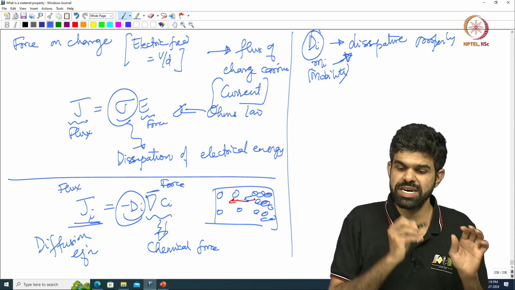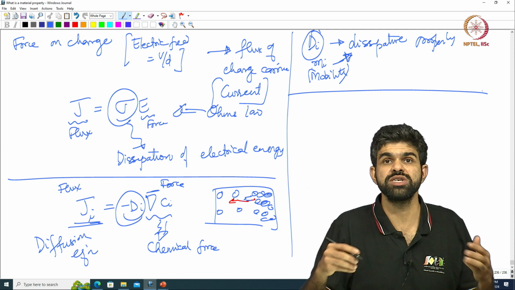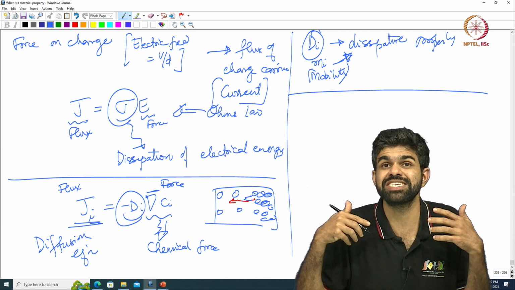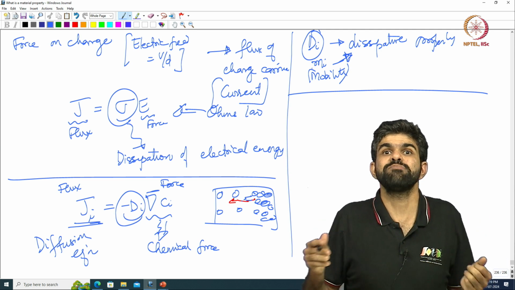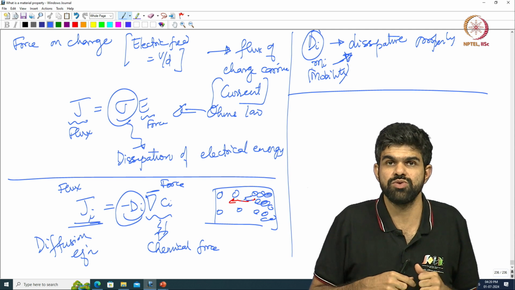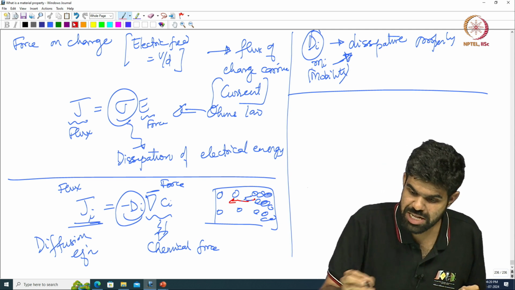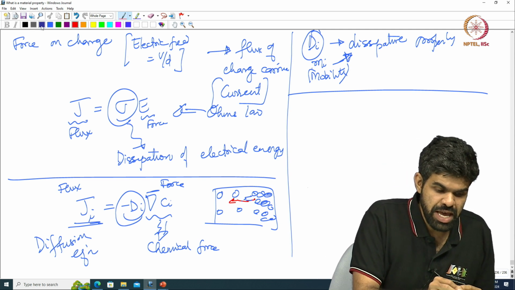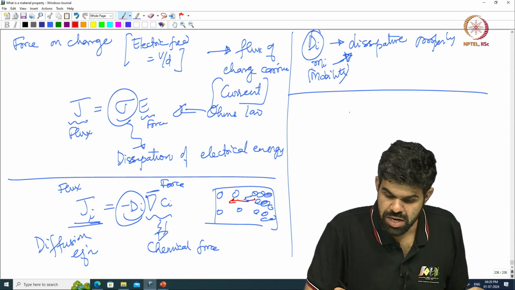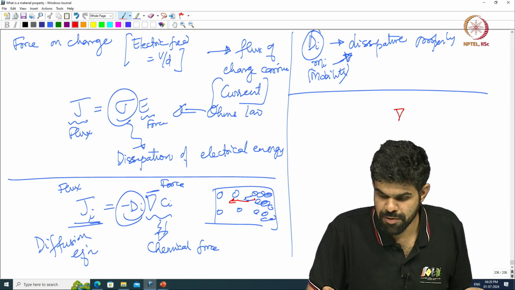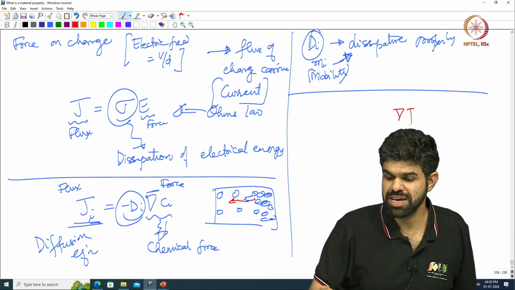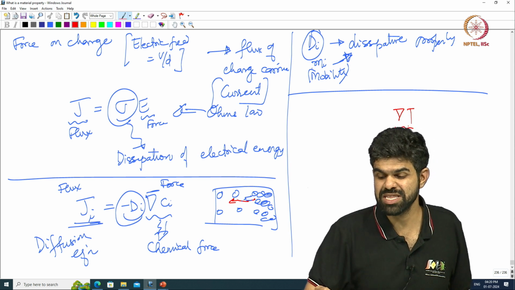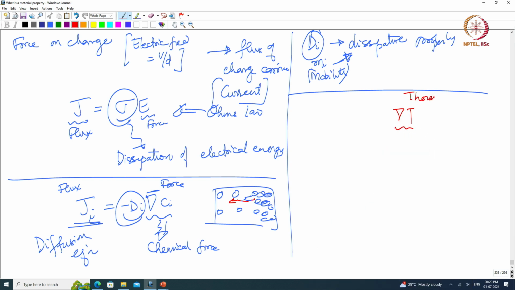So there is a force relating to a flux, and the process of diffusion itself is dissipative in nature. It dissipates the chemical energy. Diffusion dissipates the chemical energy. Then what about thermal conductivity? We have delta T. If I have a gradient in temperature, that is like my thermal force, in some sense.